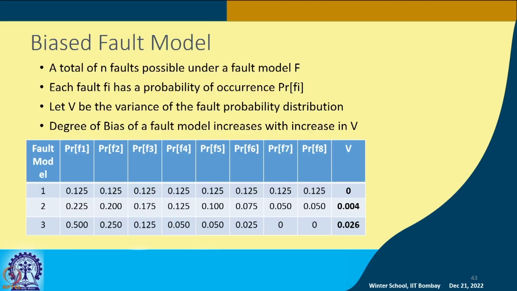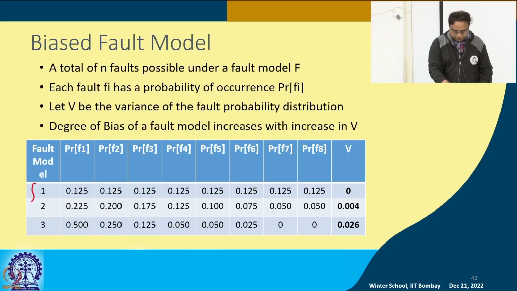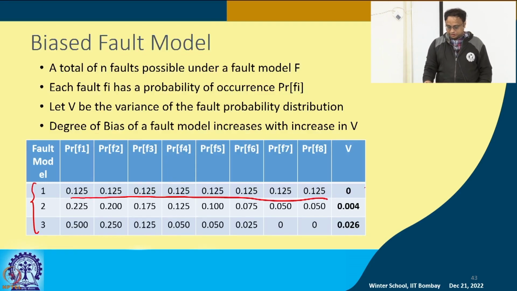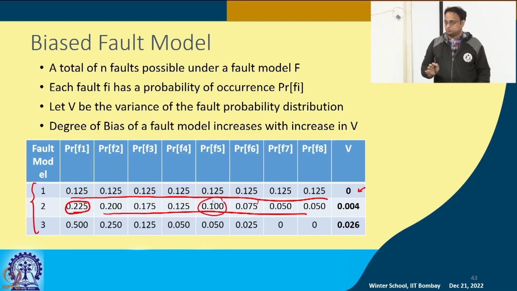What I mean is this: suppose you have these three distributions. In the first case you have an equal fault distribution. So you can see that the variance is 0. But in another case you have a distribution which is more biased towards certain faults. You can see that here these faults occur with a larger probability compared to some other faults. So this is more skewed. In this case you can see that the variance has increased. Likewise, this is a more skewed distribution, and the variance has increased even further.